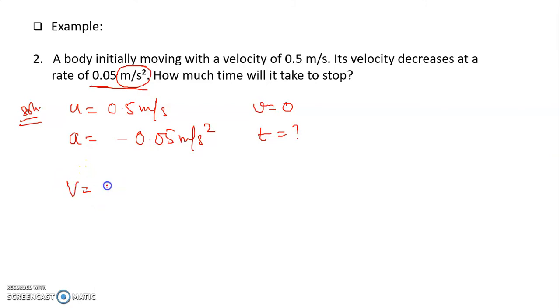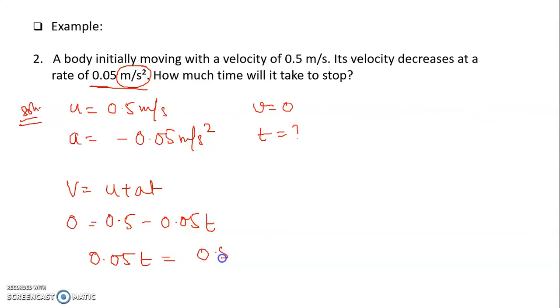So v is equals to u plus at. So u is given to us 0.5 and now this one will be given as minus 0.05 t. Alright, and v is how much? This is 0. Is it clear? Now what I'm going to do, I'm taking this to the right hand side, left hand side. So 0.05 t is equals to 0.5.